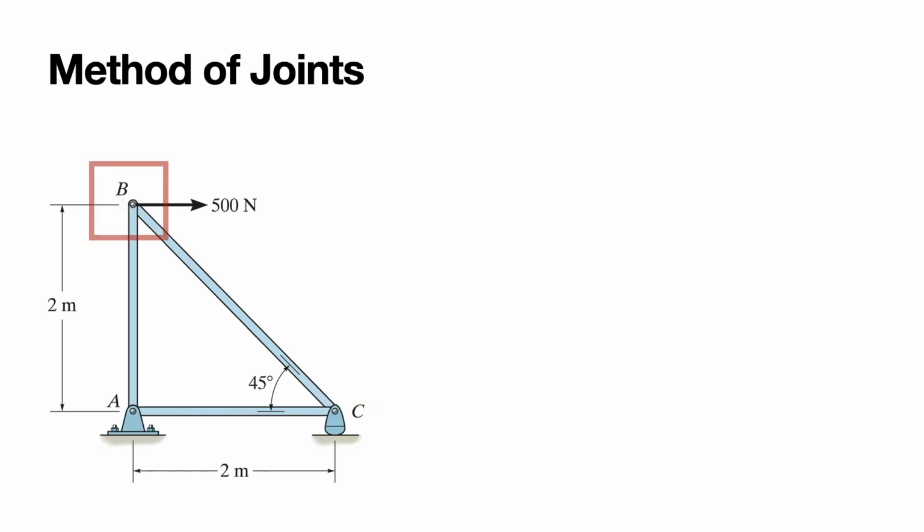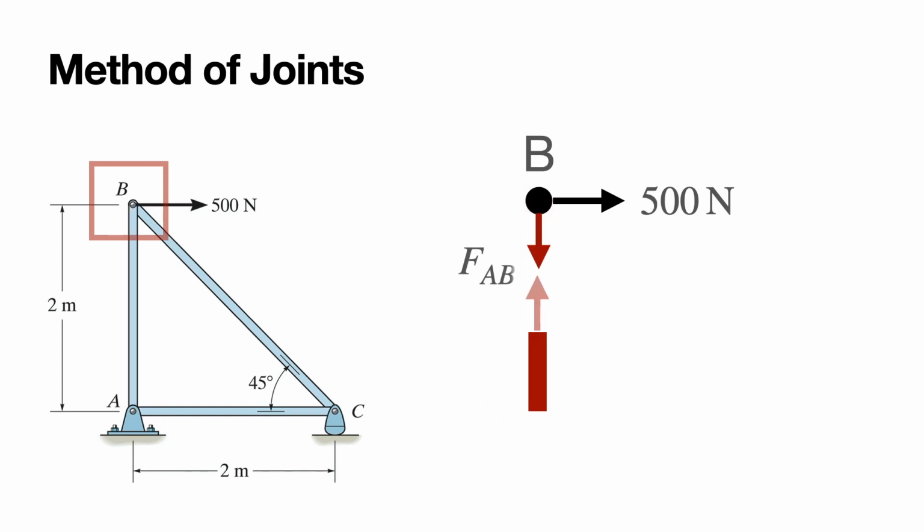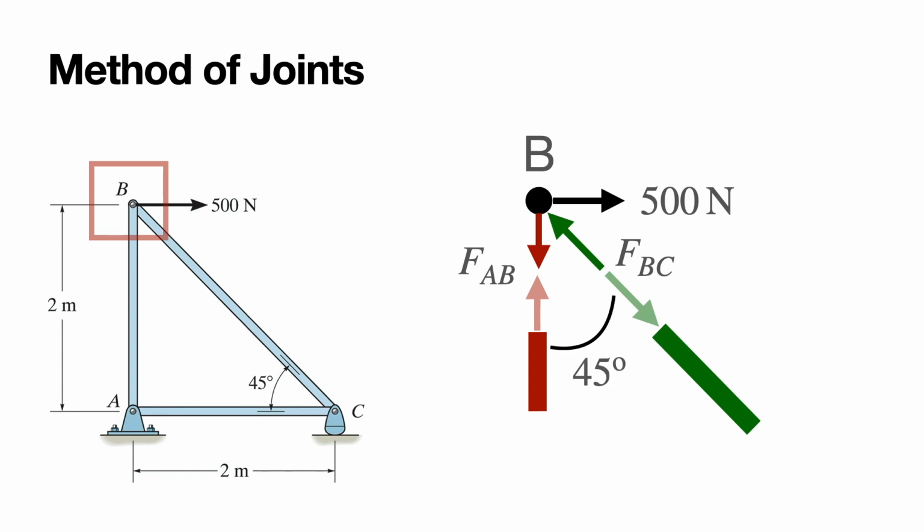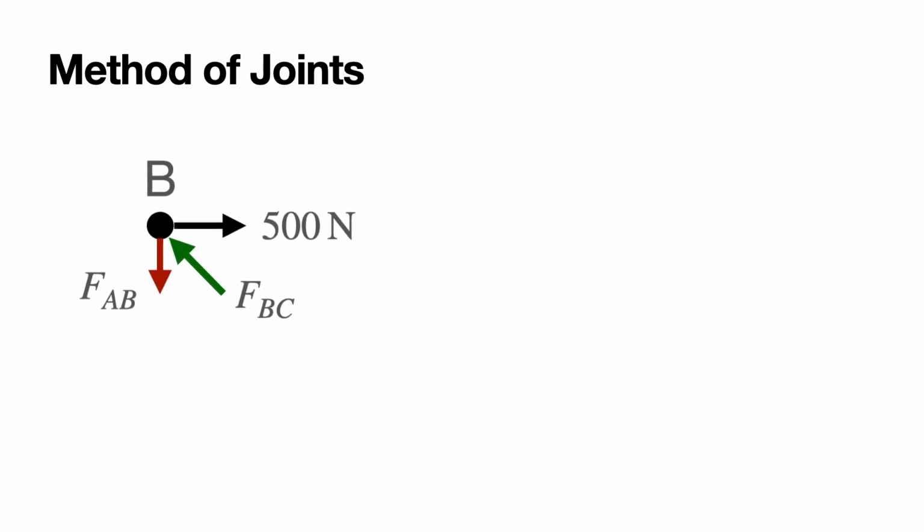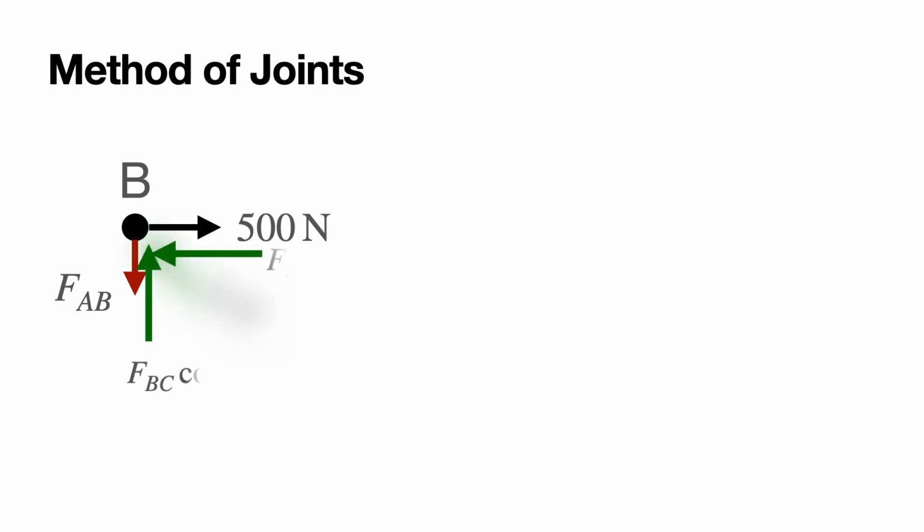If we take joint B as the free body diagram, we know there's a 500 Newton horizontal force. Now, if we section out beam AB, the force acting on B would look like this. Accordingly, if we section out beam BC, the force acting on B would look like this. Resolving the FBC into X and Y direction would definitely make our calculation much easier.